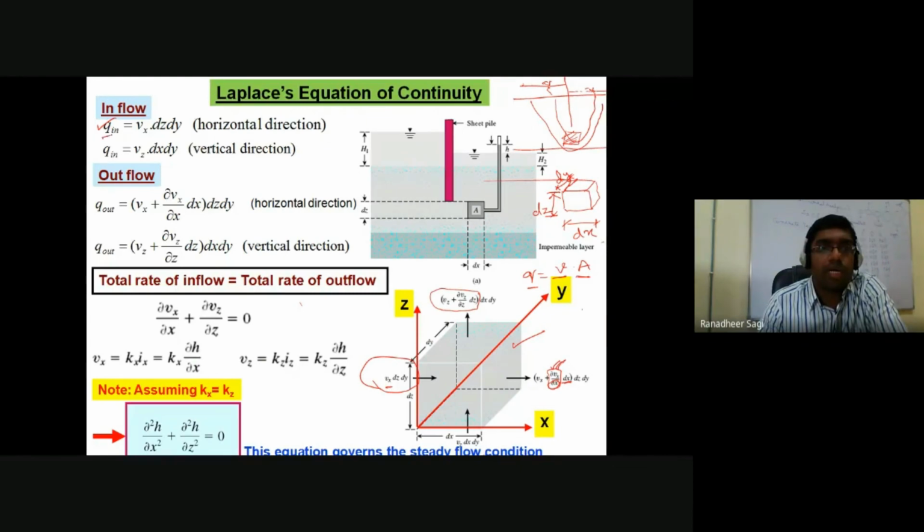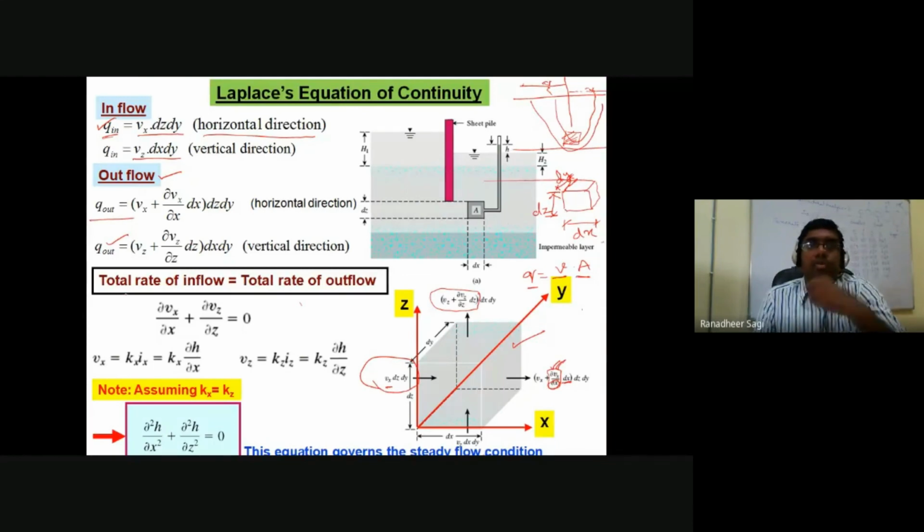Q indicates the flow rate into the chosen soil element. The rate with which the water particle is entering means the velocity into the cross-sectional area. This is what I am talking about in the case of horizontal directional flow. In the case of vertical directional flow, it is nothing but Vz into dx into dy. I have already talked about how we get it. And when the water particle is leaving the soil element, the rate of flow coming out in the x direction and in the z direction is what I have already talked about.